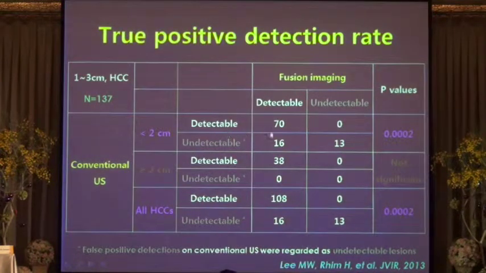This is a table showing the detection rate between conventional ultrasound and fusion imaging for 137 HCCs. False positive detections on conventional ultrasound were regarded as undetectable lesions. As you can see, the detection rate was statistically different between conventional ultrasound and fusion imaging for HCCs smaller than 2 centimeters, whereas it was not for HCCs 2 centimeters or larger. Therefore, we can say that fusion imaging is useful for HCCs smaller than 2 centimeters in diameter.